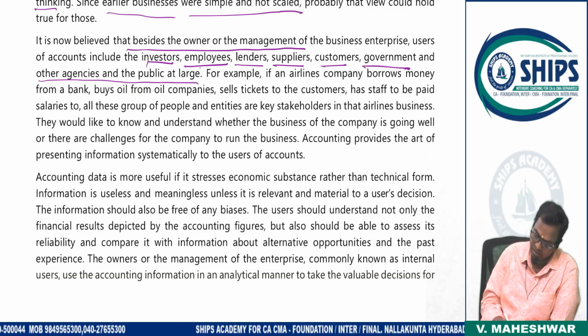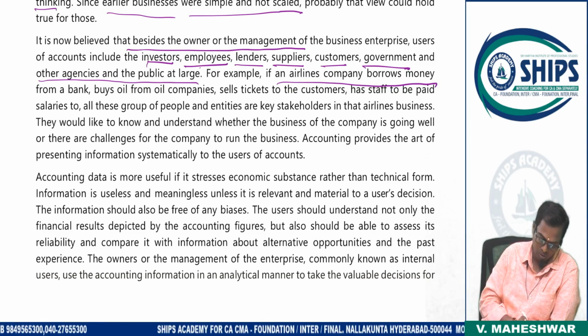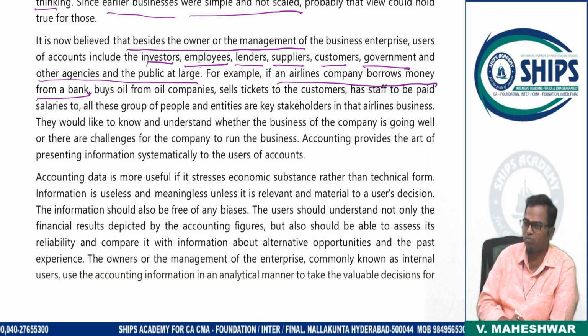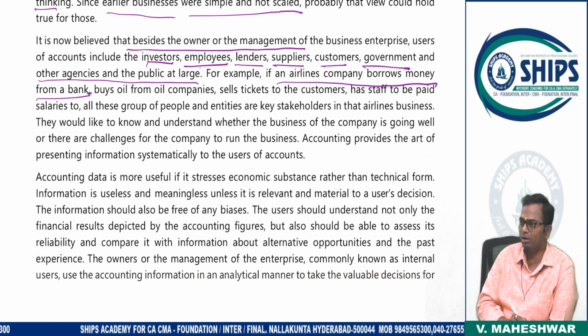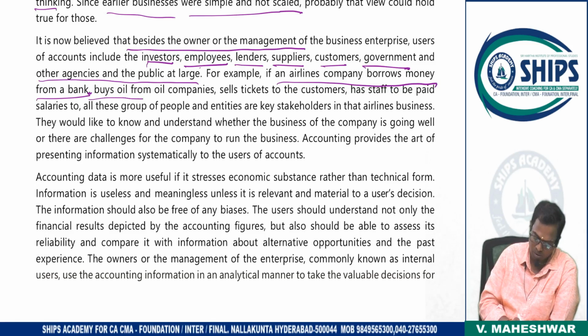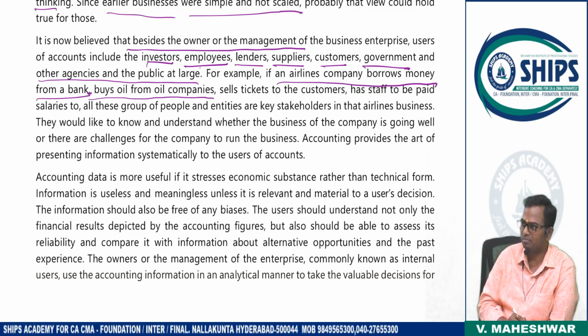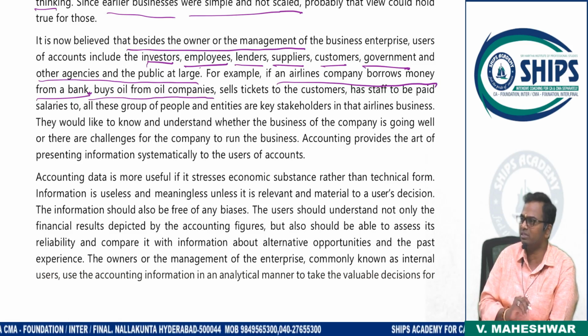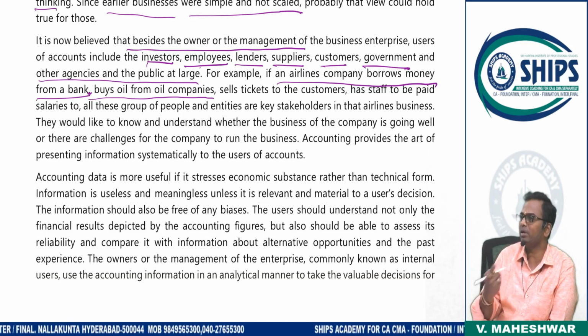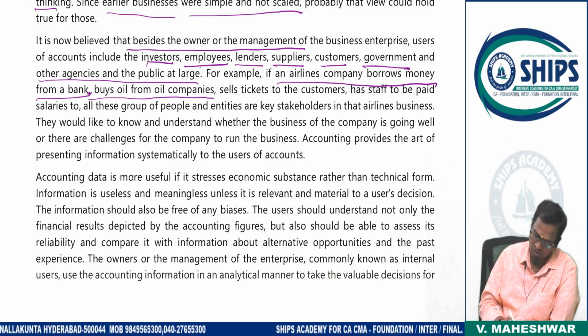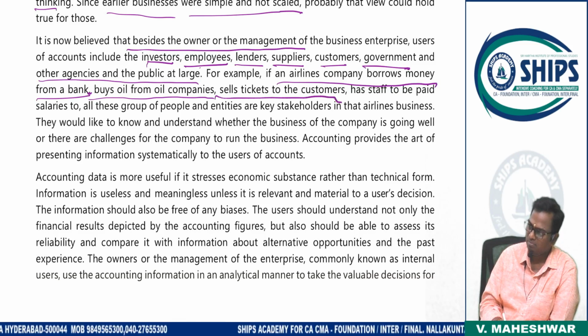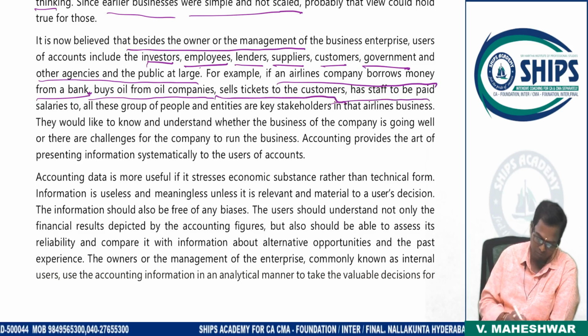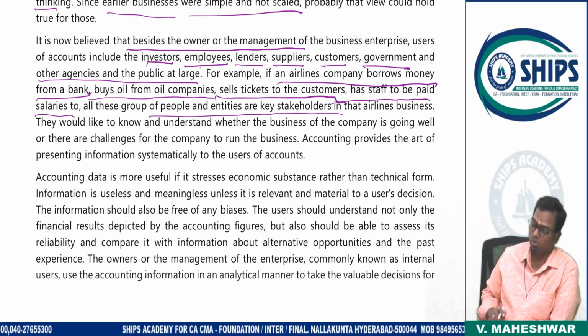For example, an airlines company borrows money from a bank. Why do they borrow from the bank? To purchase oil. Just check it out. They buy oil from oil companies. Airlines will borrow a loan for what purpose, sir? Already they have flights, everything. What do they need? Fuel. Oil is needed. That's what they are paying for and using. They sell tickets to customers and have staff to be paid salaries. All these groups are key stakeholders interested in the information.